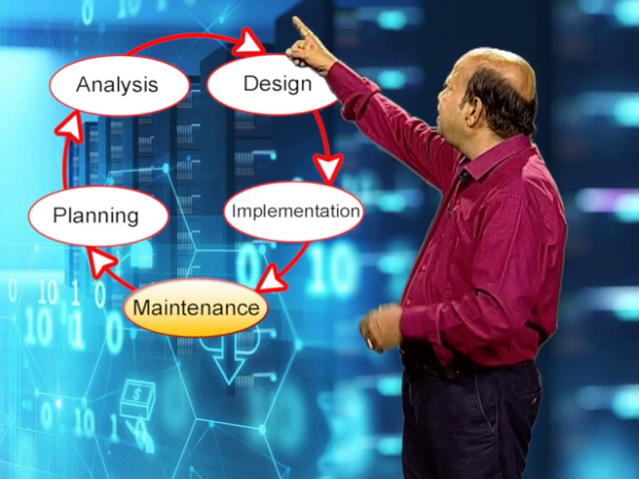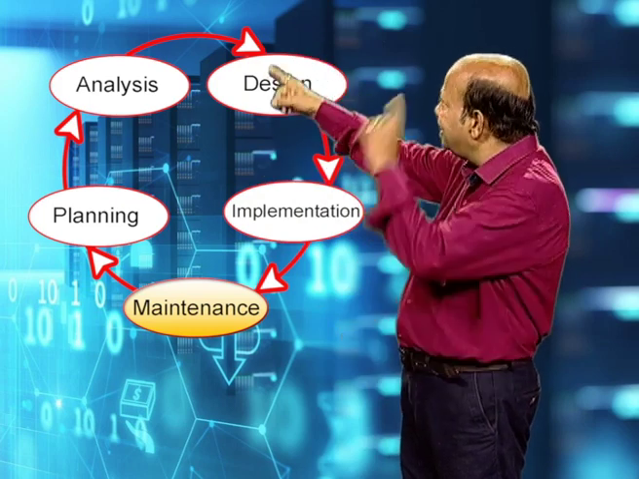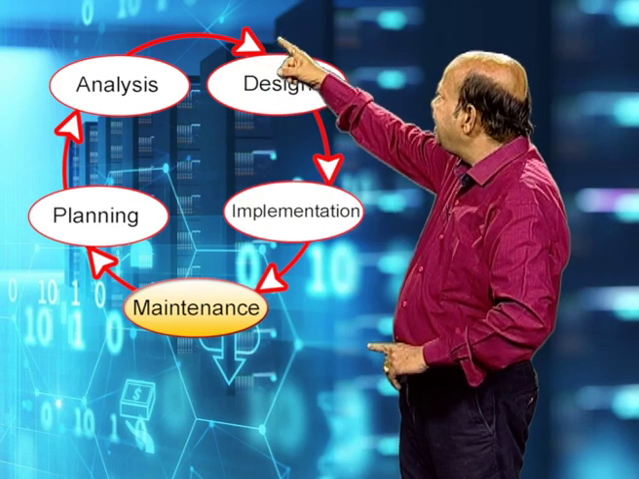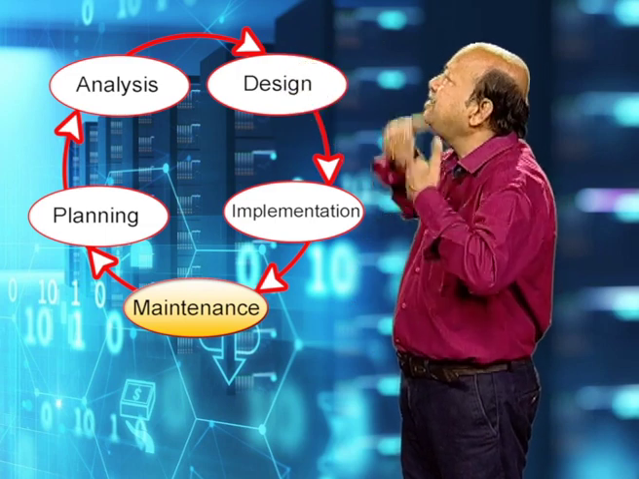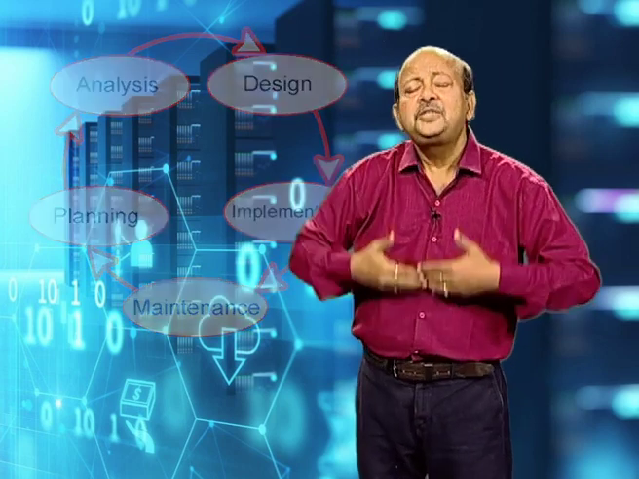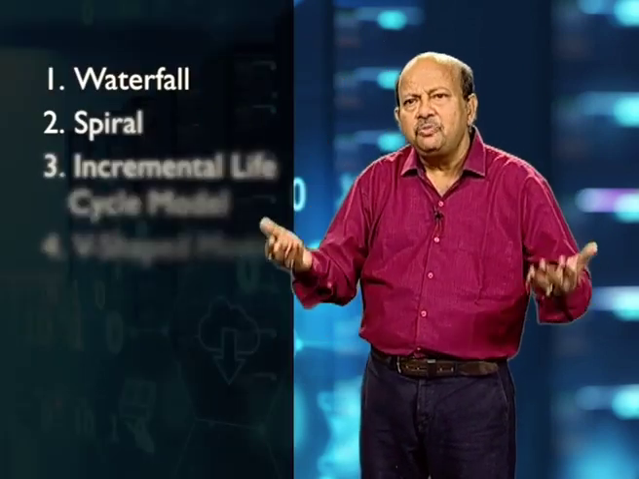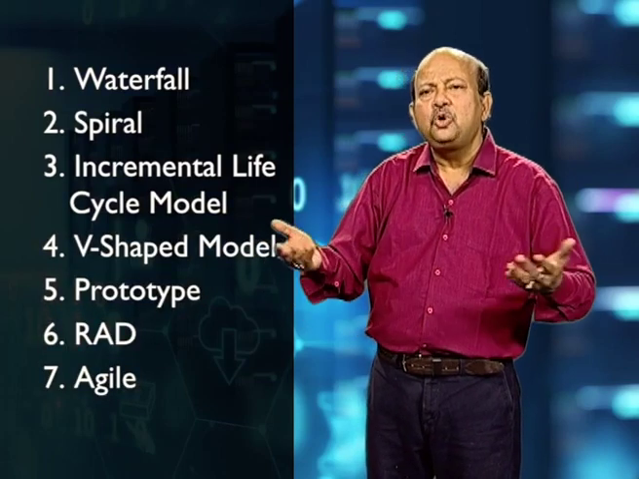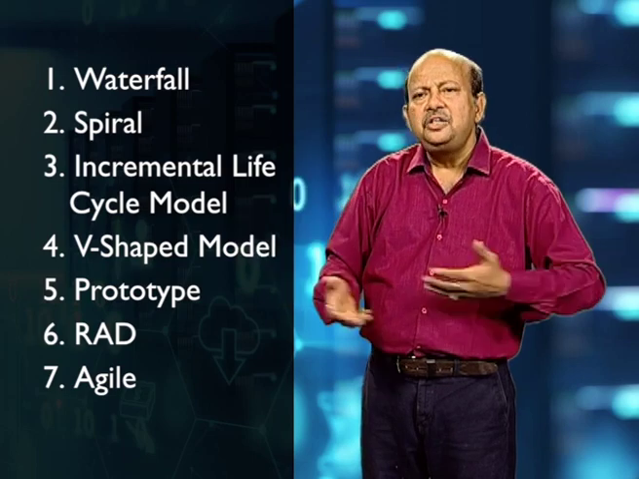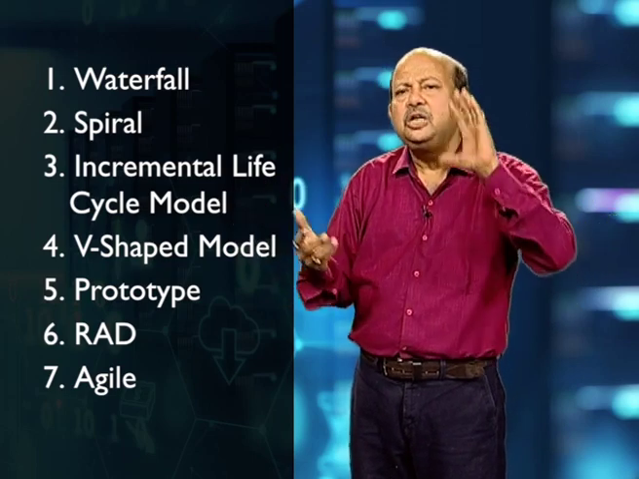So, the information system life cycle we discussed originally is one type of model; it does not exist in reality. We take the help of this model to explain to you. There are various types of models: waterfall model, spiral model, incremental life cycle model, V-shape model, prototyping, RAD, Agile. There are many other models. These are all important models.